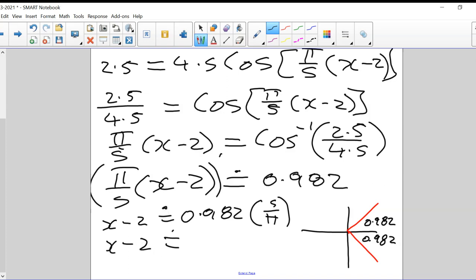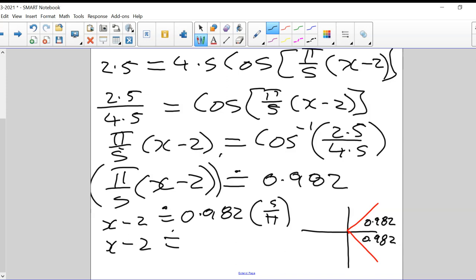What is that approximately equal to? 0.982 times 5 over pi. I'm looking to the chat to see who is going to give me that answer. 0.982 times 5 divided by pi. So 4.91 over pi. Oh, I see what you're getting. But just give me the actual number, please, Joel.